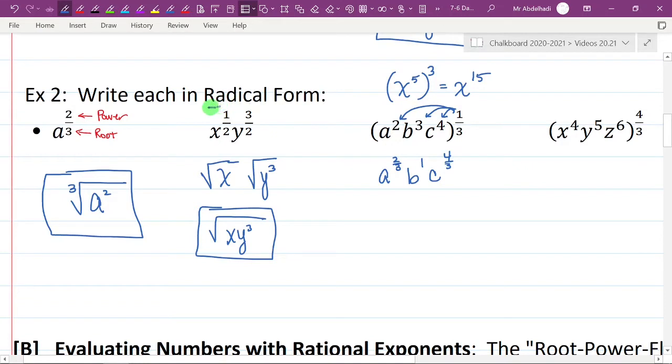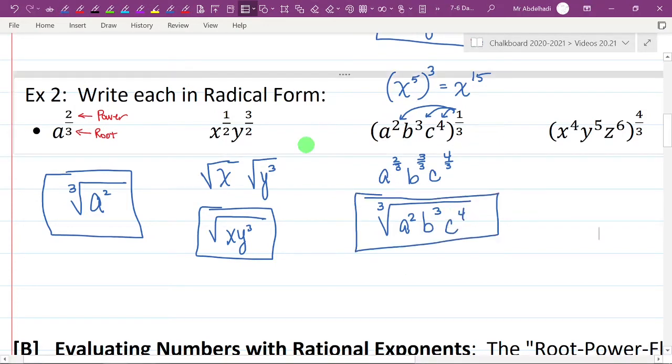Now they told us to give the answer in radical form here. So how do we write each one of these in radical form? Well, I just realized something. This would have been 3/3 if I didn't reduce it, right? And if they're all the same root, you could put them all in the same radical. So this would all be a cube root here, and you get a squared, b to the 3rd, c to the 4th.